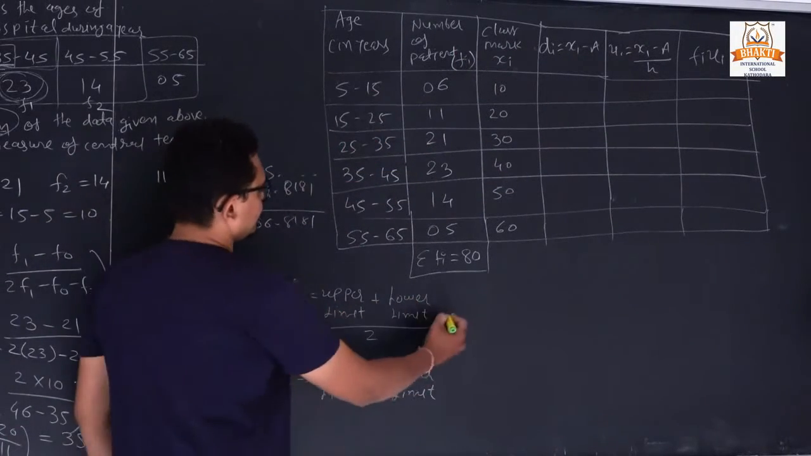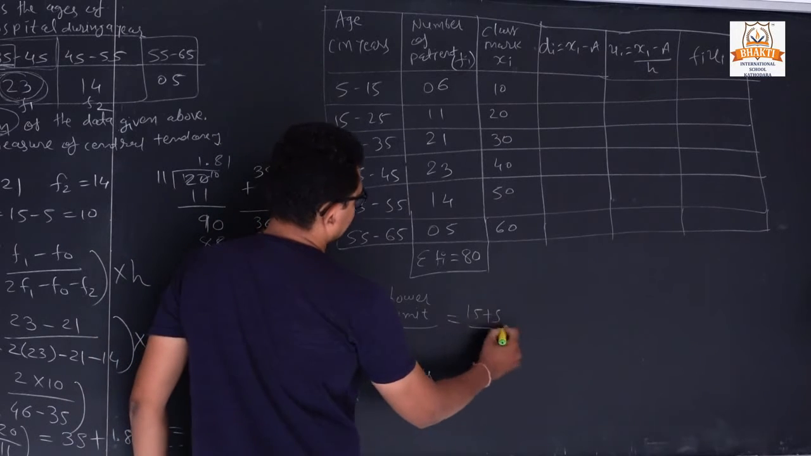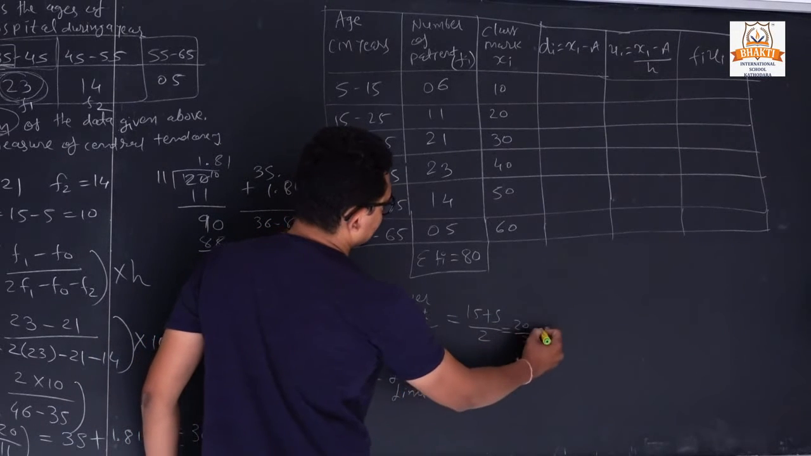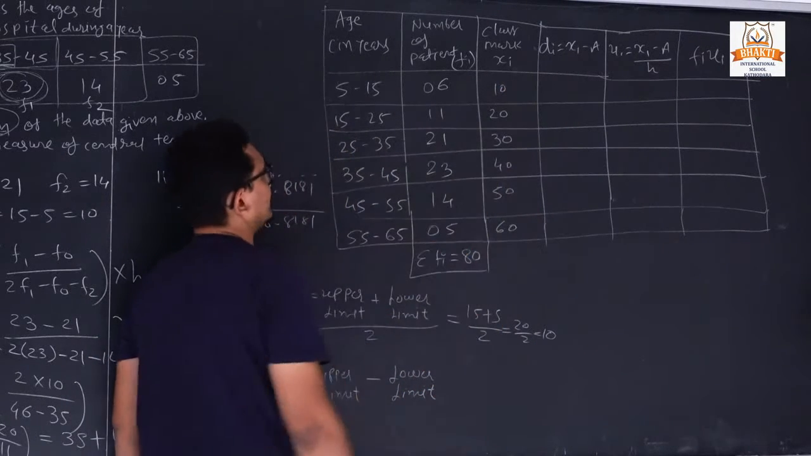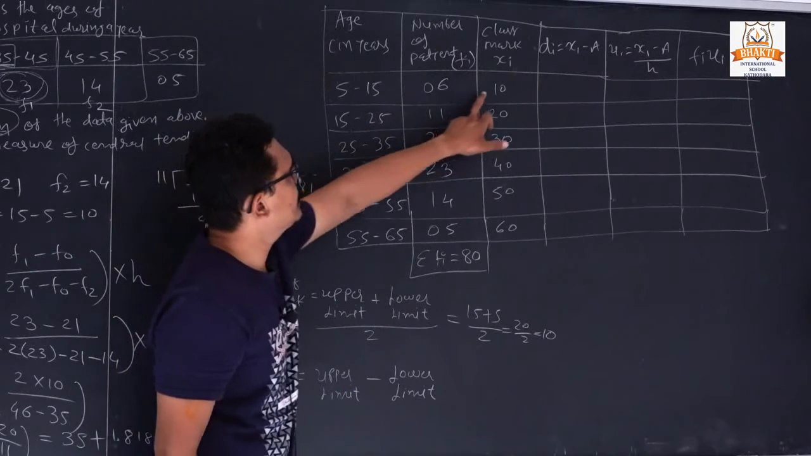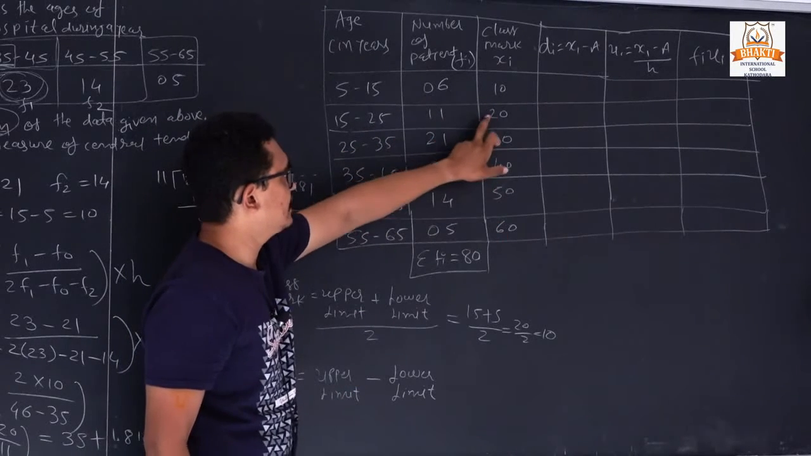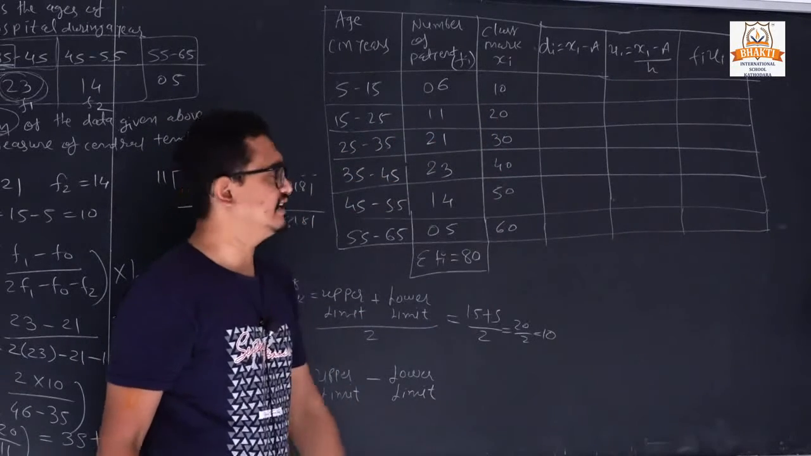So what is upper limit? 15 plus 5 divided with 2. So 20 divided with 2, answer it is 10. So we can put 10. Then each class is 10 more, so we can add 10, 10, 10. So we can get 20, 30, 40 like that.